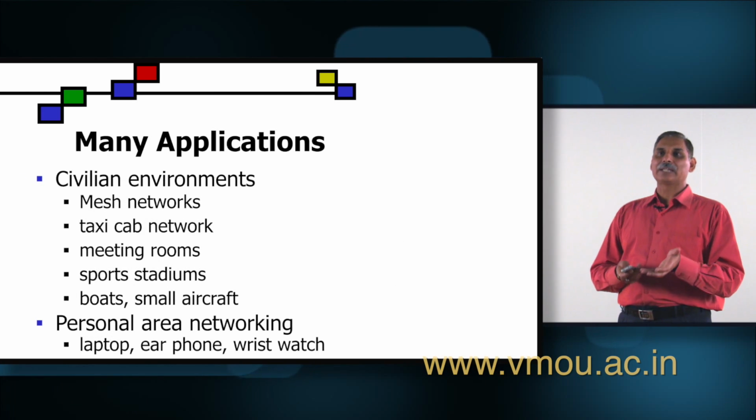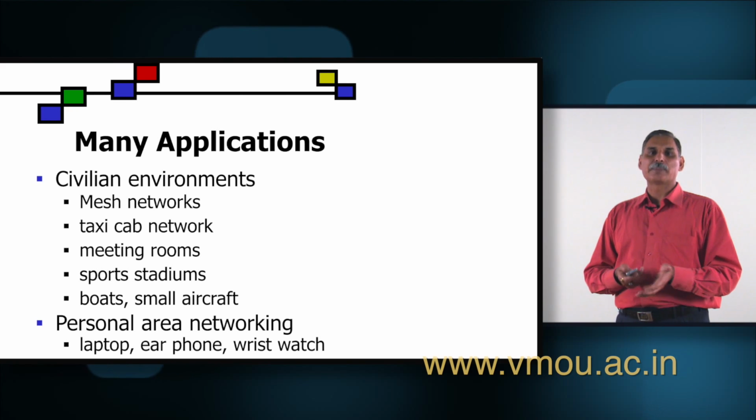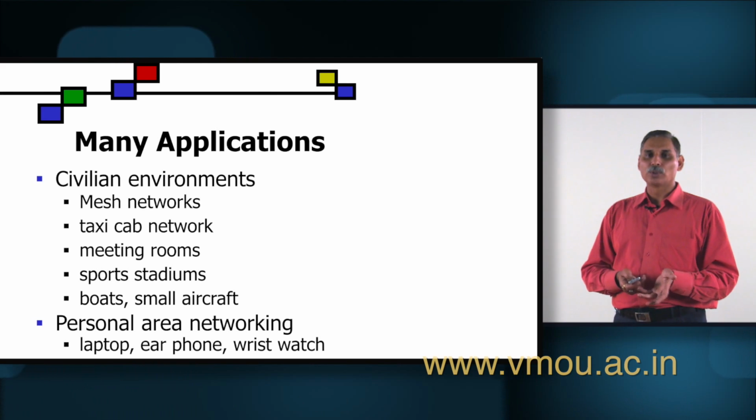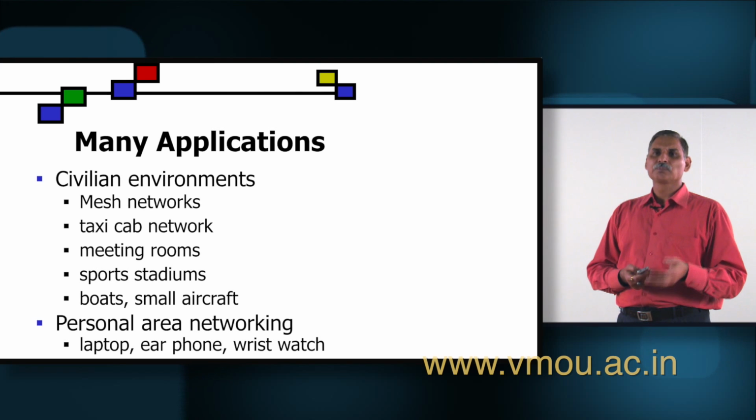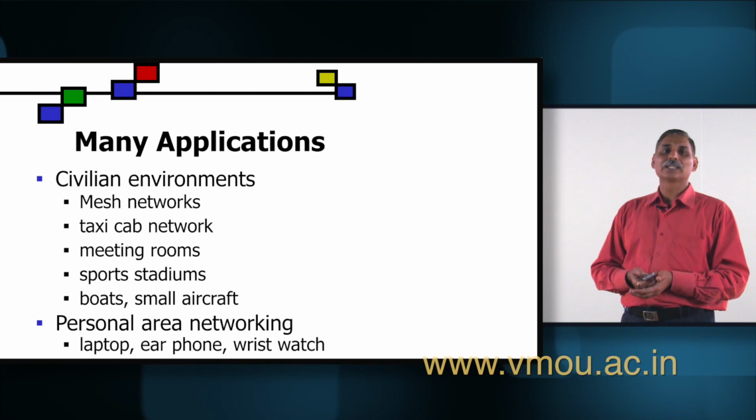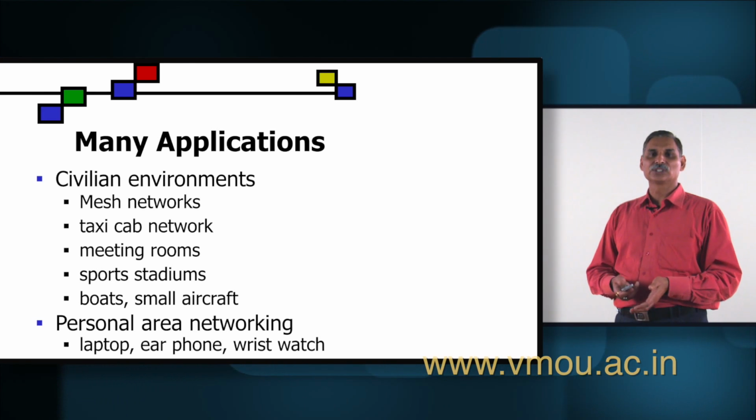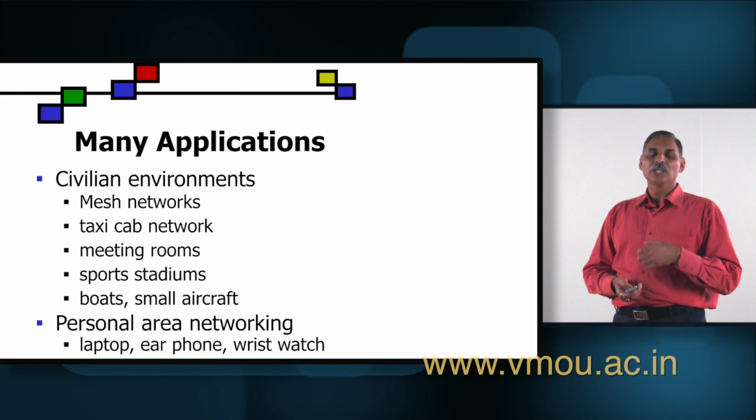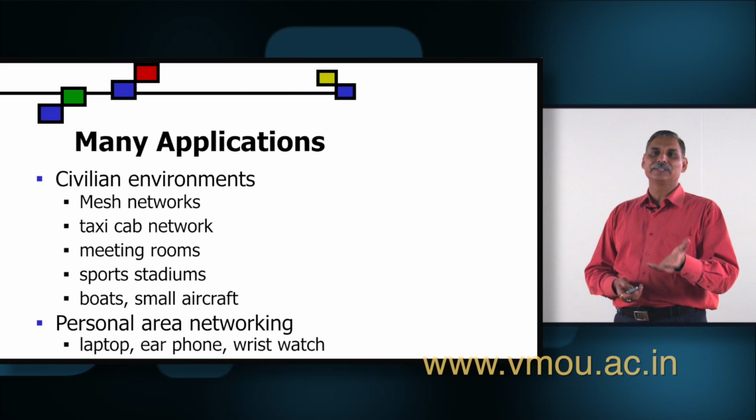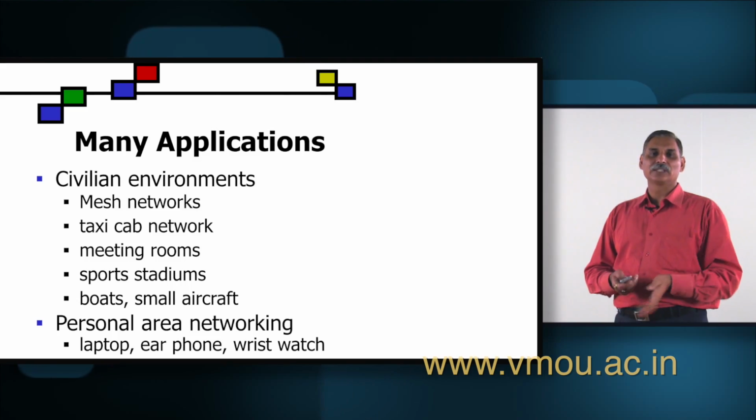As far as the civilian environment is concerned, there also ad hoc networks are being used extensively, like mesh networks, taxi cab networks, meeting rooms, sports stadiums, boats, small aircraft, etc. So, these are the civil applications where wireless ad hoc networks are being used effectively. Another application could be the personal area network, using our laptops, earphones, wristwatches, etc. They could also be used as part of a wireless ad hoc network, because there also we do not need any fixed infrastructure. Without fixed infrastructure, with a wireless medium we can talk to each other.